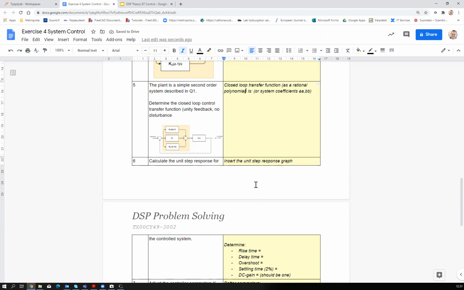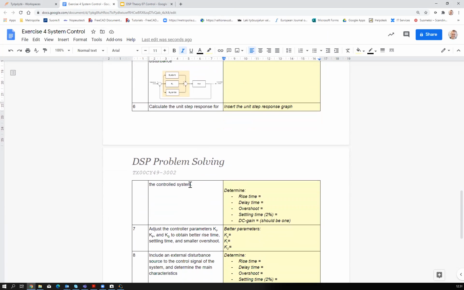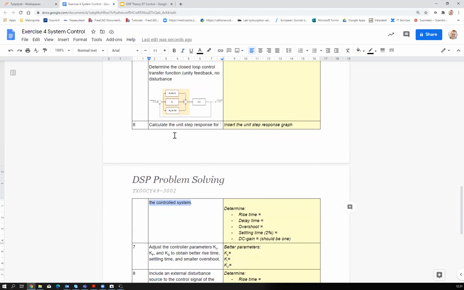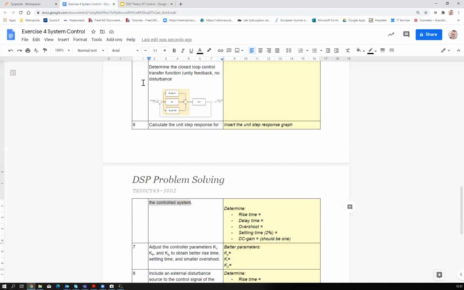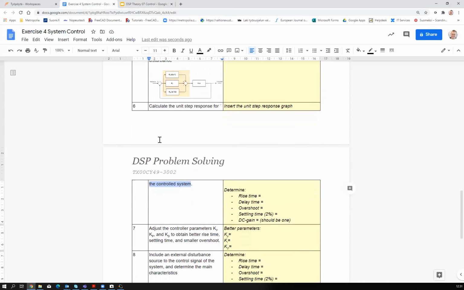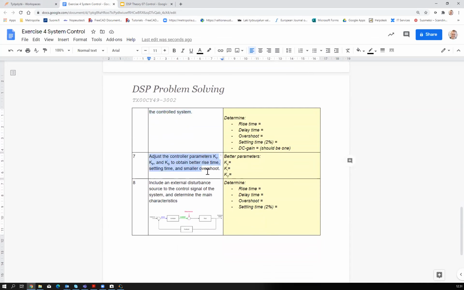All right, and then calculate the unit step response for the control system, meaning what happens if we shoot the system with a unit step in here. What is the output? Okay, great. And then you would tune a control parameter to obtain better rise time, settling time, and smaller overshoot. How much better? Well, it is not defined. If they are worse, then I would be quite concerned about this kind of experiment. If you get even a little bit better, okay, then you know which way to go.